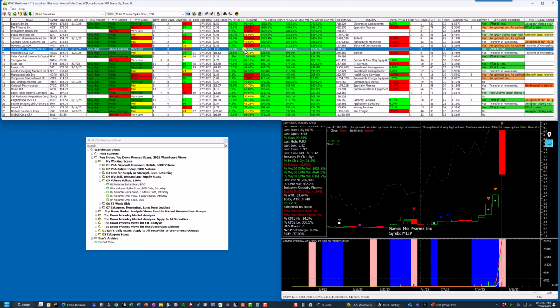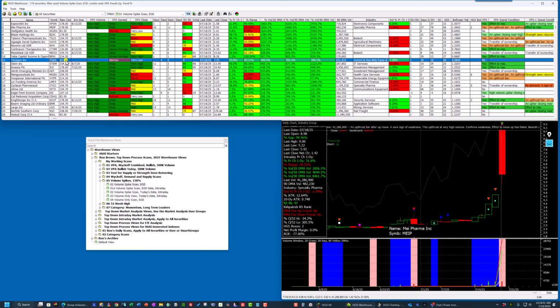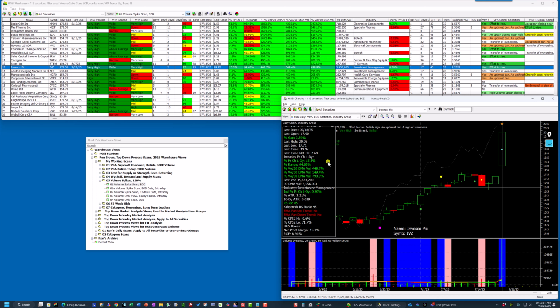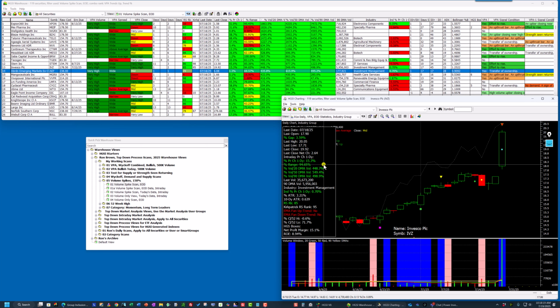Let's find one that closed near the high of the day. Here's one. It's a fund, it looks like. Let's look here a little further. How about this one? Well, that's Invesco. This is also a money firm, but look at the volume numbers on here. And if I click through, you can see the volume numbers here correspond to the volume numbers here at the end of the day. And on the intraday chart, those numbers will build throughout the day.